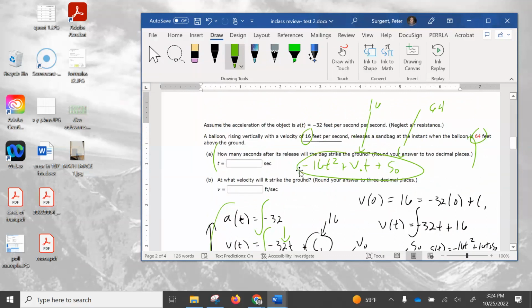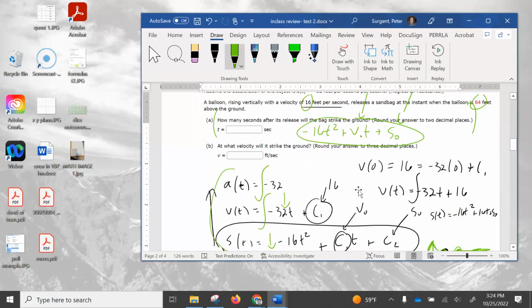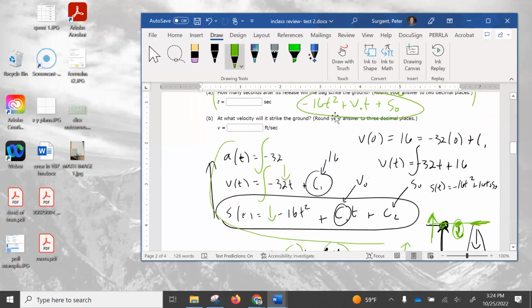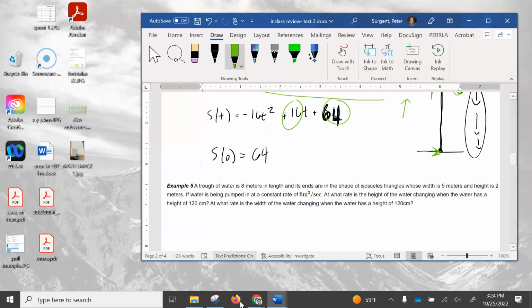Okay, that's a tricky one. Does it make sense now? The rest we've done before, right? You set this to 0 and solve. We did that in the derivative portion, and then you can figure out the velocity when it hits the ground. Good question. Other questions on the homework?